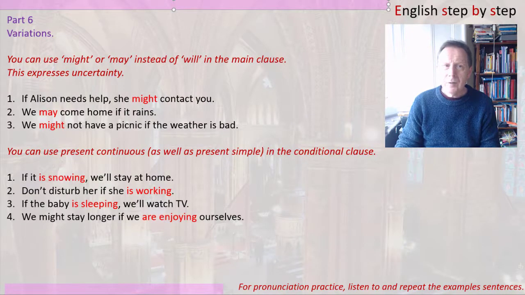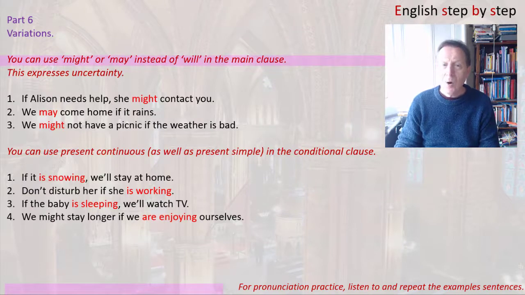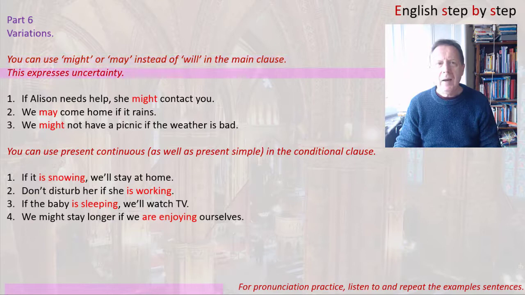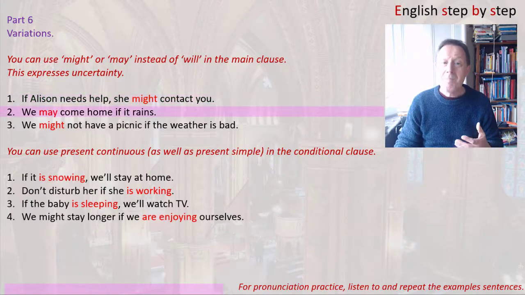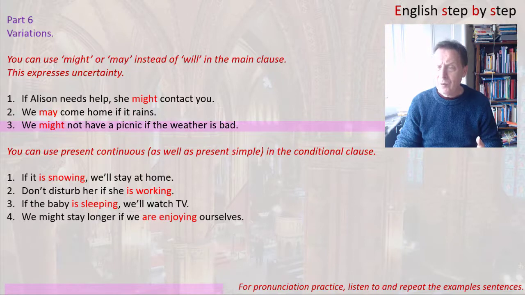More variations. You can use might or may instead of will in the main clause, and this expresses uncertainty if you're not sure. For example, if Alison needs help, she might contact you. We may come home if it rains. We might not have a picnic if the weather is bad.